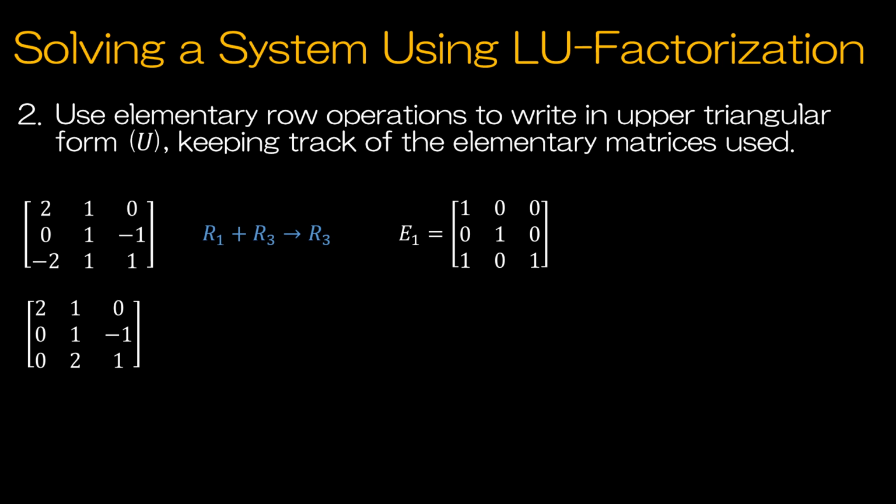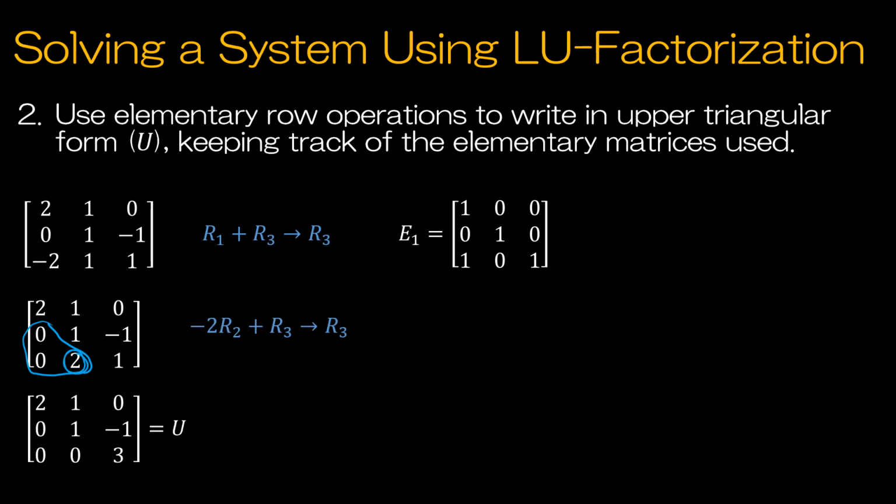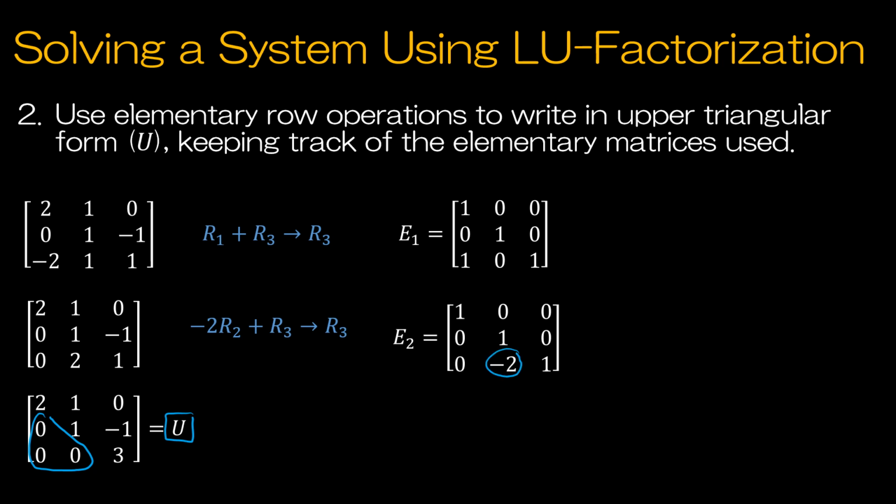Next, we can see it's not quite in upper triangular form yet because of this 2, so that's what I have to do next. I'm going to take -2 times row 2, add it to row 3 to get my new row 3. That now gives me upper triangular form. This is U. What's the last elementary matrix that I used? I took -2 times row 2 to add to row 3 to get my new row 3. So there are the two elementary matrices and my value for U.